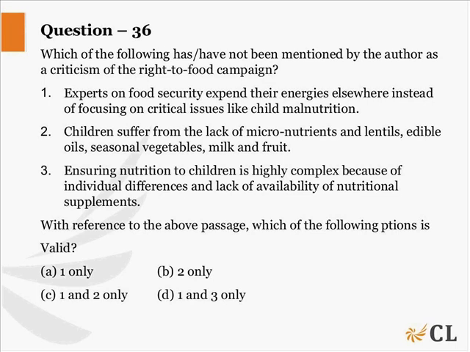2 ko check karte hain. It says children suffer from lack of micronutrients and lentils and edible oil, seasonal vegetables, milk and fruit. Now, is this again a criticism for that? No, it is not. Again, it is mentioned out there, but it is not a criticism. So my answer should be 36 ka Charlie, that is C, that is 1 and 2.